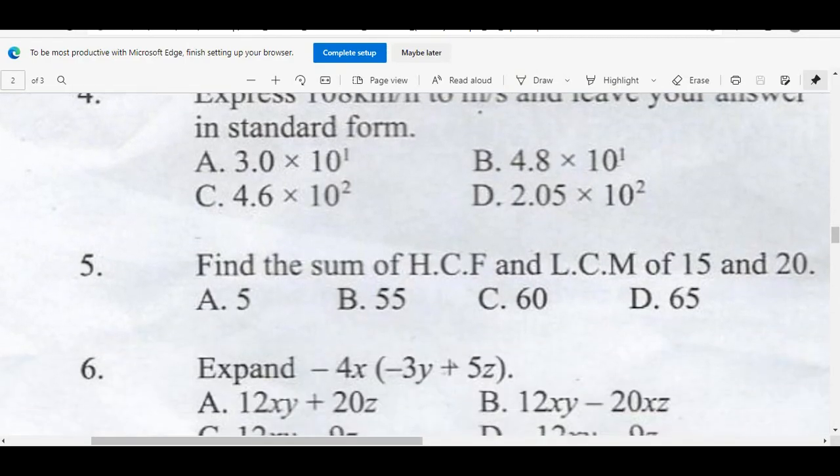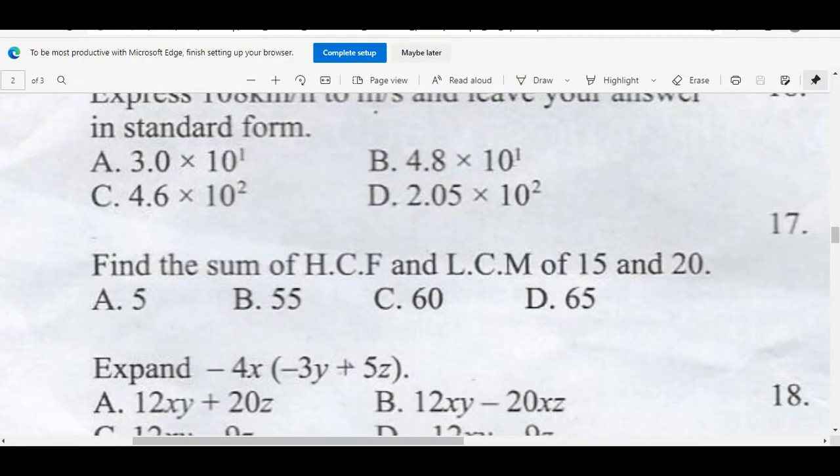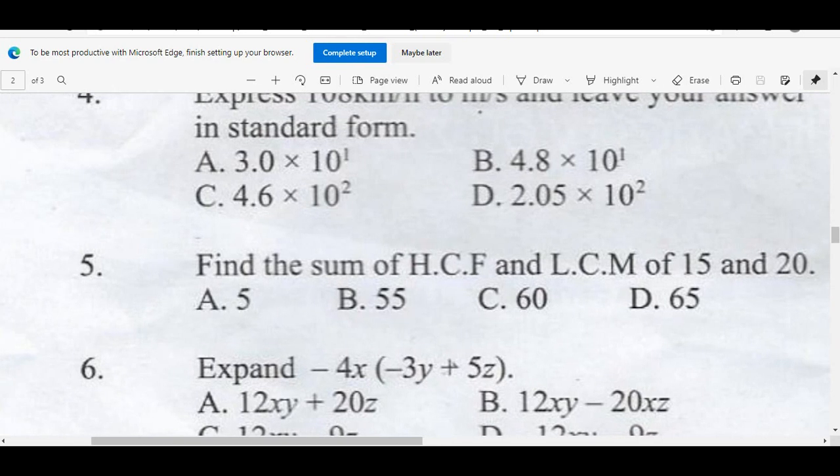Number five. Write the question. Find the sum of the HCF and LCM of 15 and 20.